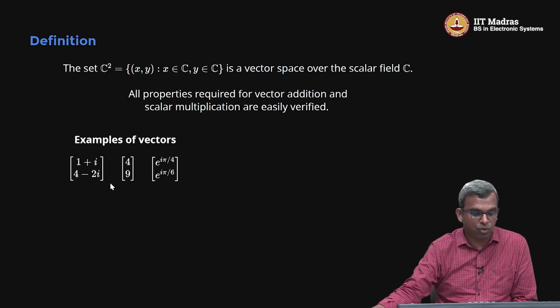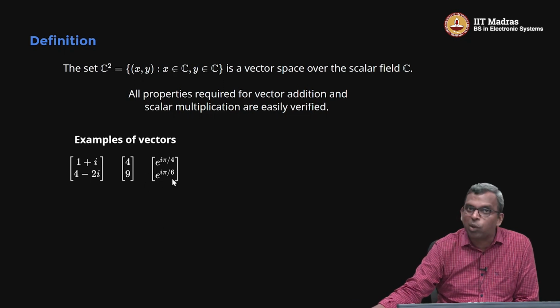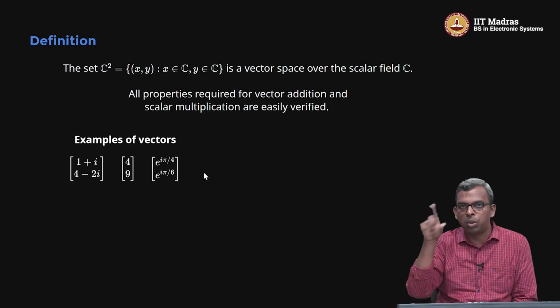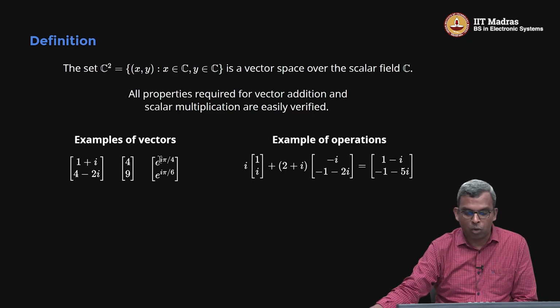Here are examples of a vector. You can have a vector which is (1 plus i, 4 minus 2i), or just (4, 9). Remember, every real vector is also a complex vector, right? Because real numbers are contained in the complex numbers. You can also have more fancy looking complex numbers like (e^(iπ/4), e^(iπ/6)). We've seen these kinds of complex numbers. They are on the unit circle, right? So you can have these kinds of complex numbers forming vectors.